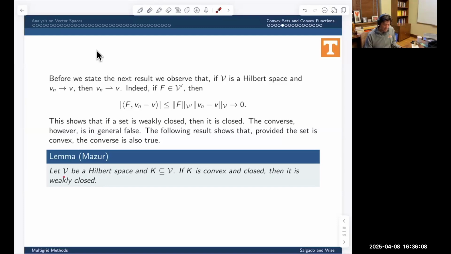So let V be a Hilbert space and K a subset of V. If K is convex and it's also closed, then it turns out to be weakly closed. So that's what's called Mazur's lemma.